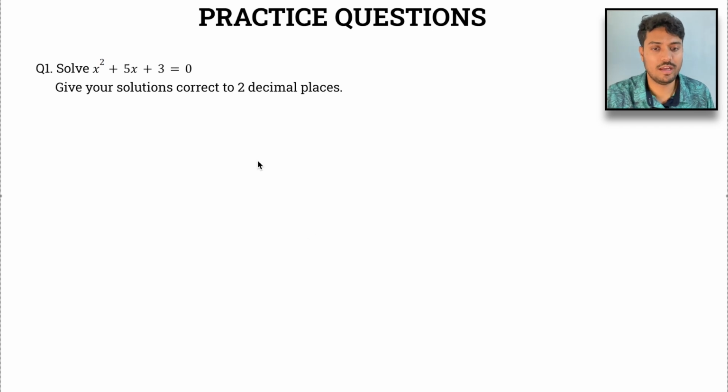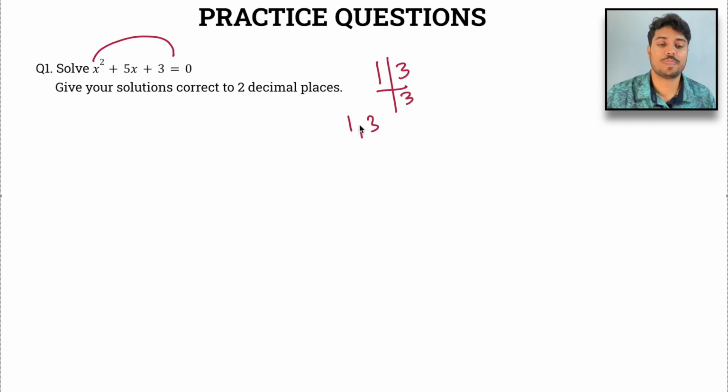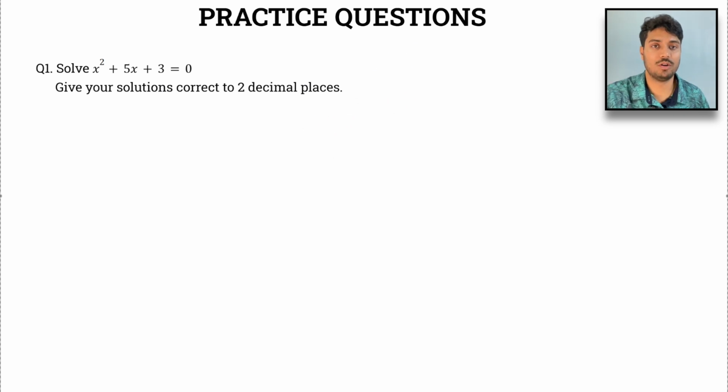We have the equation x square plus 5x plus 3 equals to 0. Let's check whether we are able to solve this equation using the factorization method or not. So we have 1 and 3. 1 multiplied by 3 is 3, and the factors of 3 are 1 and 3 only. With 1 and 3 we cannot get 5. That means the factorization method or middle term split method is not applicable over here.